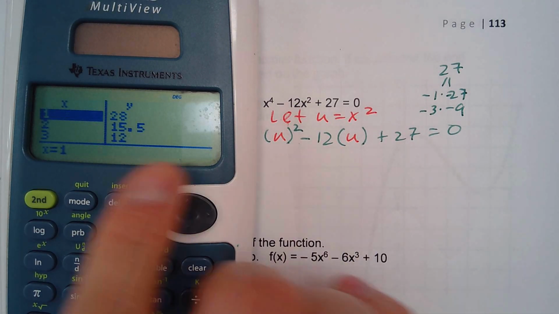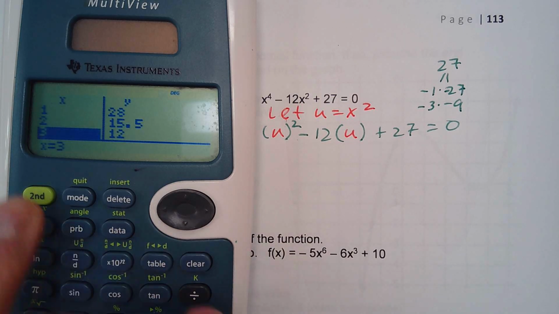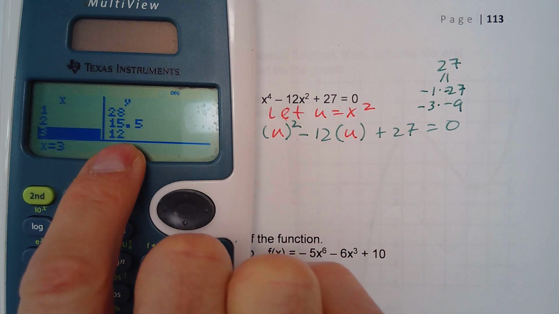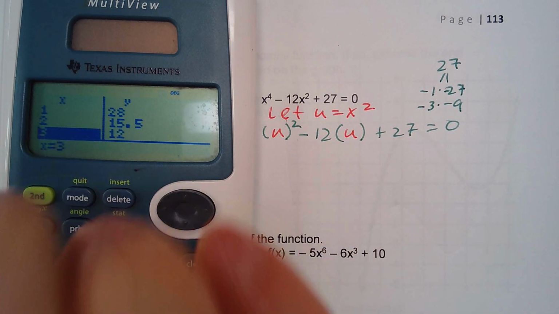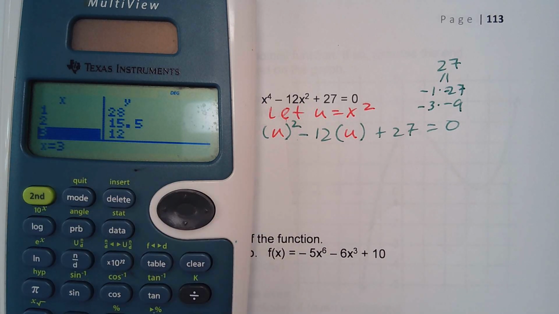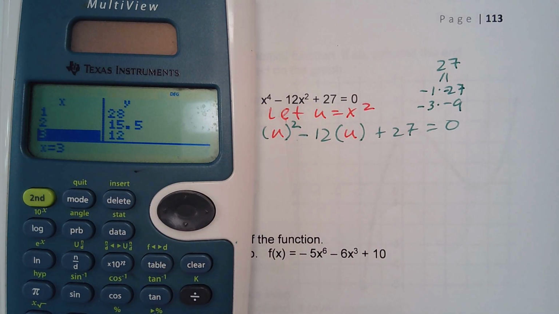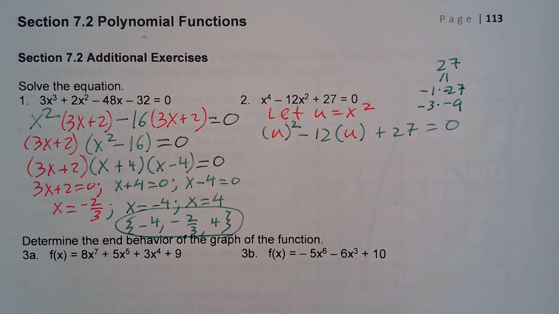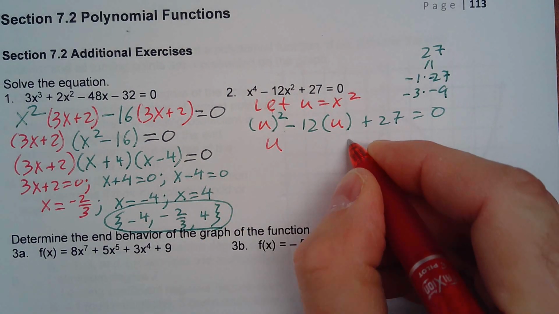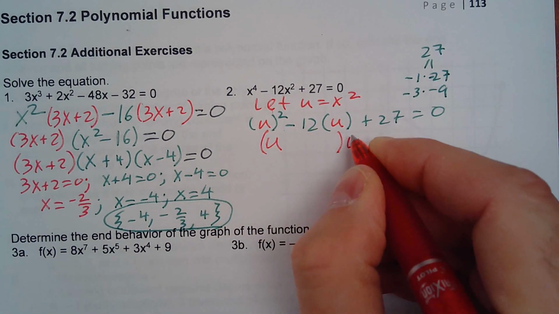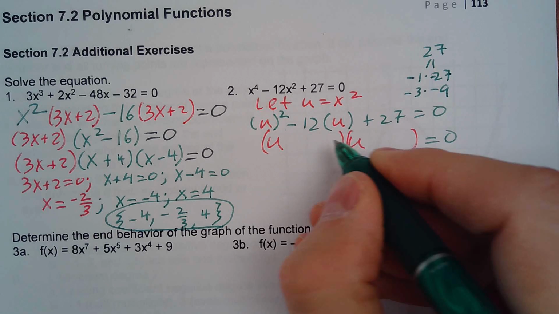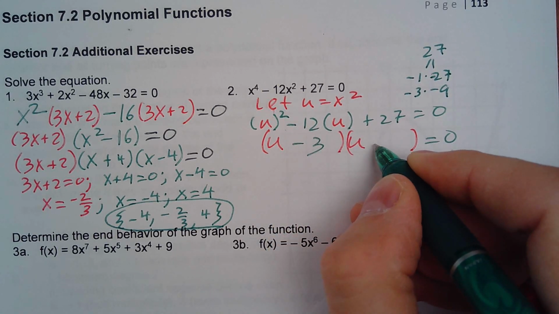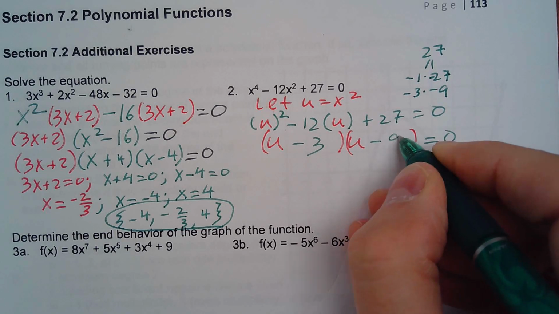And see, that gives us 28. 3 and 9, that gives me the 12. Now I want it to be negative, that's why we switch both of these signs. But anyway, you come up, the factor has to be 3. You take 27 divided by 3, that gives you the 9. So this is going to factor into u minus 3 times u minus 9.